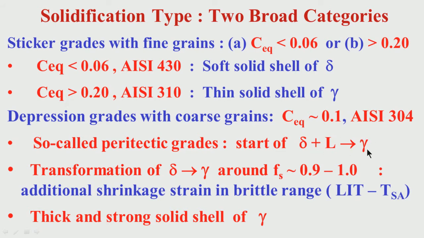So, therefore, the microsegregation which takes place during solidification, most of the time of the solidification we have only delta. So, the microsegregation is less, solid shell will be relatively thick, the mushy zone is relatively narrow, and towards the end of the solidification this delta is transforming to austenite. So, we have thick and strong solid shell of austenite. Because of this additional shrinkage, we have depression tendency. This I have tried to explain, the two broad categories.